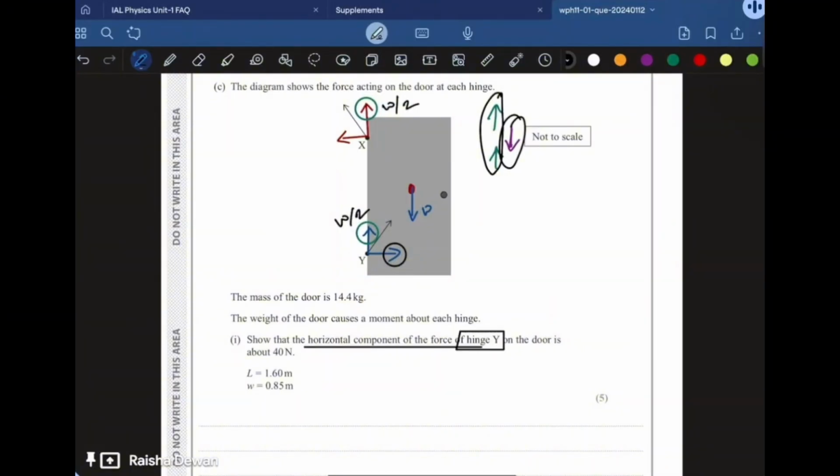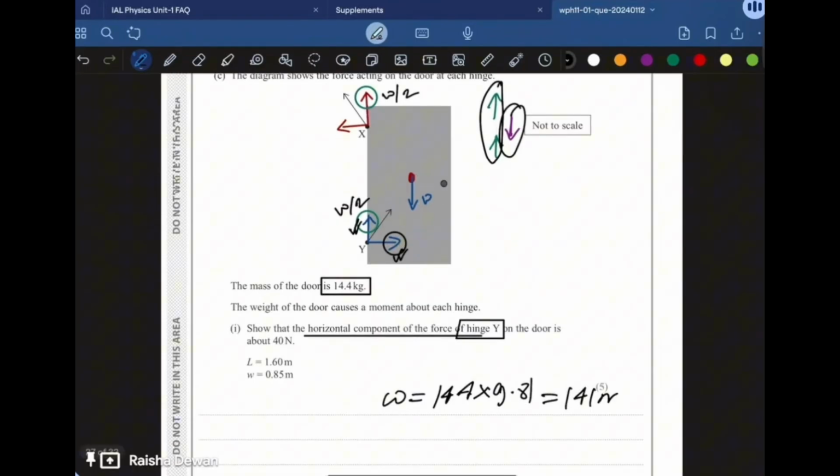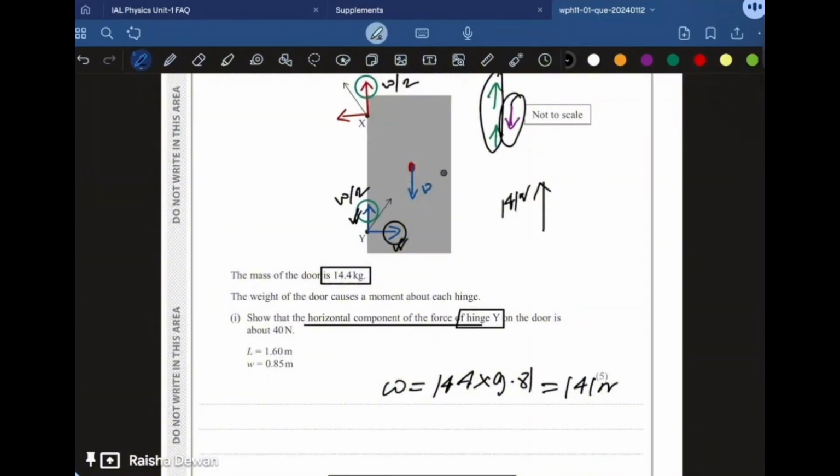Okay, the horizontal component. We know the vertical component of hinge Y is W by 2. So it's not difficult to figure out the horizontal component now, as we know the vertical component. The first thing that we will have to do is we know the mass of the door. So we will multiply it with 9.81 to get the weight. So weight will be 14.4 into 9.81. This will give us our weight, which is 141 Newton. So we know our vertical component is 141 Newton.